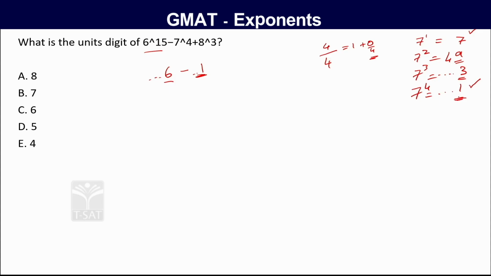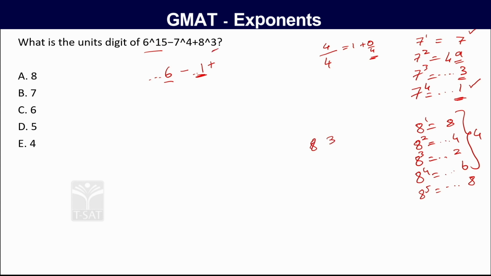So 7 to the power of 4 is giving you a units digit 1, plus 8 to the power of 3. 8 we know has a cyclicity of 4. So we divide the power 3 by 4, and the remainder itself is 3. So you look at 8 to the power of 3, it has 2 as the unit digit.